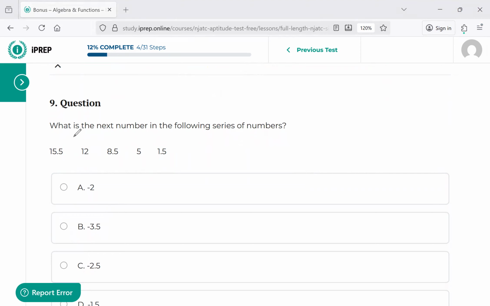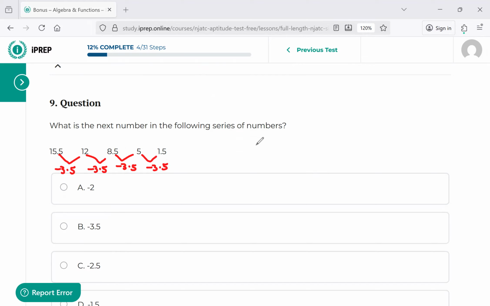Question 9. We have 15.5, 12, 8.5, 5, and 1.5. Let's see if we can find a common difference. From 15.5 to 12, you had to subtract 3.5. From 12 to 8.5, you also subtract 3.5. From 8.5 to 5, you subtract 3.5. And from 5 to 1.5, you subtract 3.5. So we have a common difference of negative 3.5.